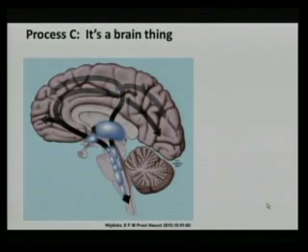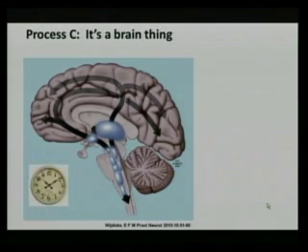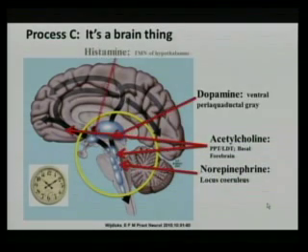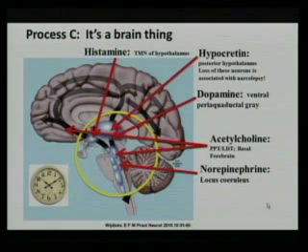Now, process C is a different matter. This is not a global bathing in sleep-regulating substances. These are areas of the brain that are involved in wake promotion. So this whole system is called the ascending reticular activating system. We learned about this in medical school. And there are lots of different elements. So it's a redundant system and lots of different neurotransmitters, including histamine, hypocretin, dopamine, acetylcholine, and norepinephrine.